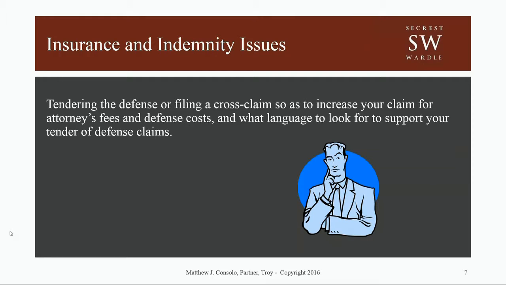At this point, if the other side ignores or denies the tender of defense, you must work with your attorney to file a cross-claim against the indemnitor. This will get the clock started because the law says once you tender the defense, the indemnitor is on the hook for cost and attorney's fees.